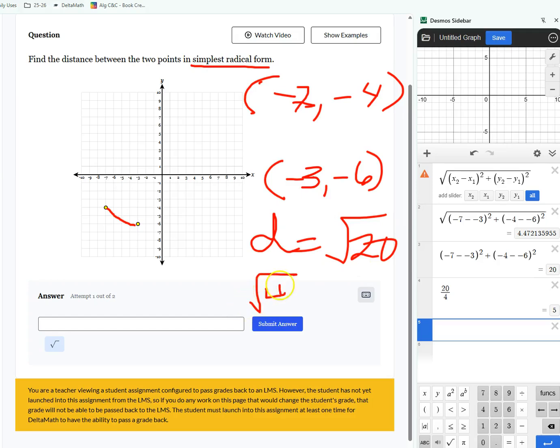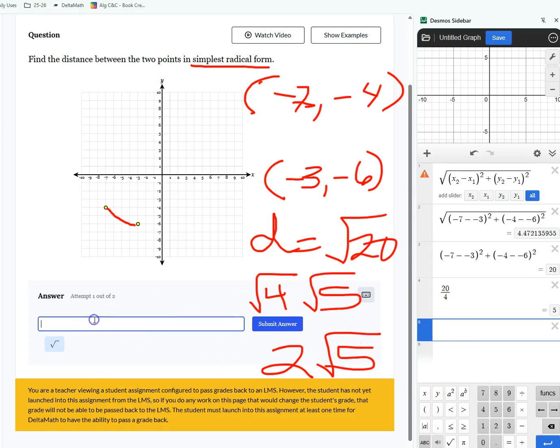Square root of 4 and square root of 5. Well, the square root of 4 is a perfect square, so I know that that's just 2, and then I have a leftover 5. So the distance between these 2 points is the square root of 20, which simplifies to 2 square root of 5.